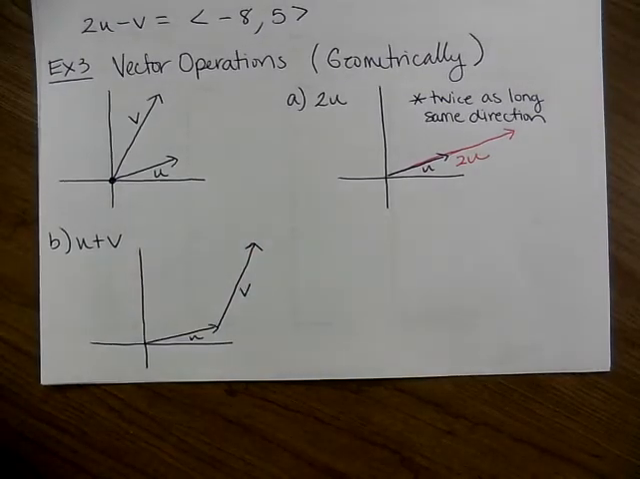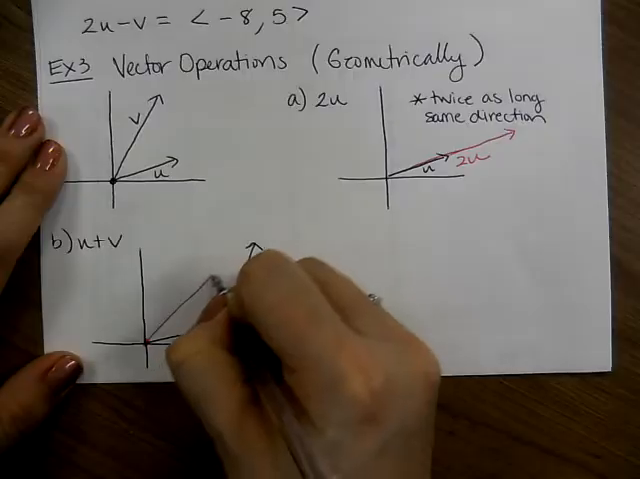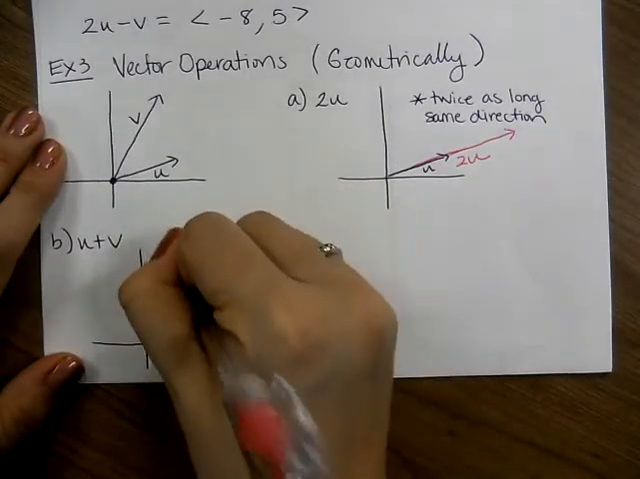Now that's still not my answer, okay? Now I have to connect them. So you connect the initial to the terminal side. So this right here is u plus v.